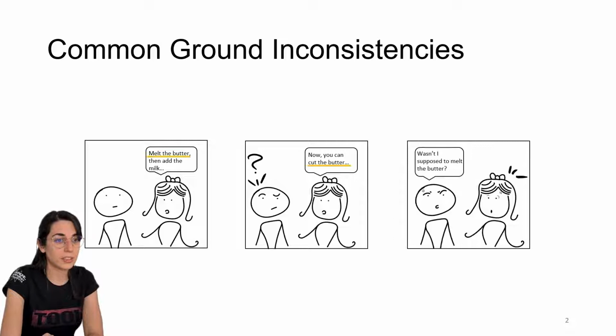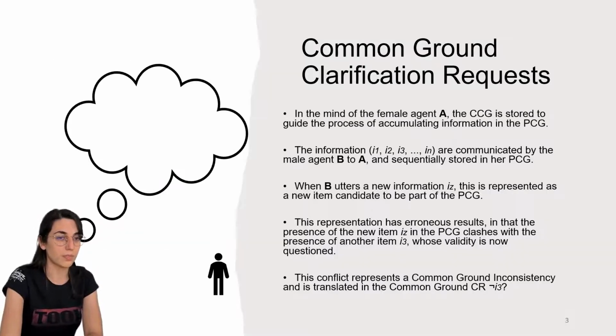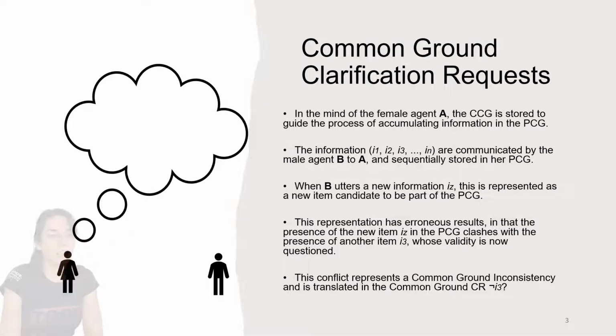And this is when we can use something like this, a clarification request in the form of an I-negation polar question, like wasn't I supposed to melt the butter? This is the clarification request that we can actually use when a common ground inconsistency occurs. So these clarification requests were described as common ground clarification requests.